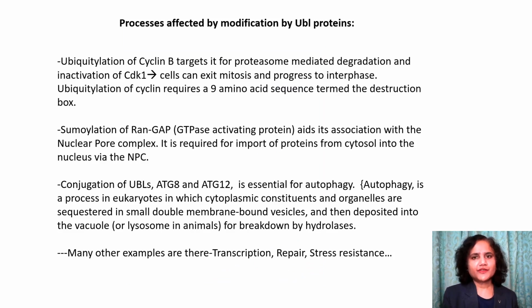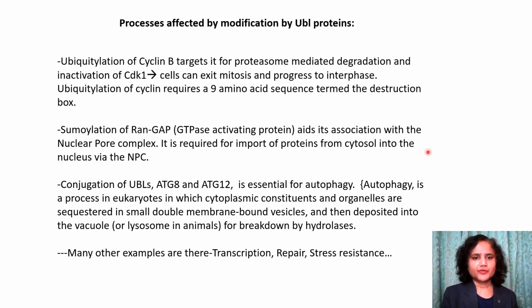There are also other processes which are affected by modification by ubiquitin-like proteins. We already discussed that ubiquitylation of cyclin B targets it for proteasome-mediated degradation, and then inactivation of CDK1 happens, and cells can then exit from mitosis and progress to interphase. Ubiquitination of cyclin requires this destruction box sequence in the substrate proteins.